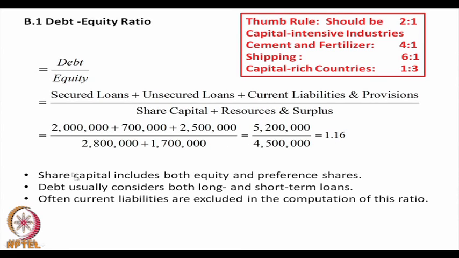Now, in this case the share capital includes both equity and preference capital, that already I said. Debt usually considers both long and short term loans. Often, of course, current liabilities are excluded in the computation of this ratio, because we are talking about long term loans, so sometimes this part is excluded.